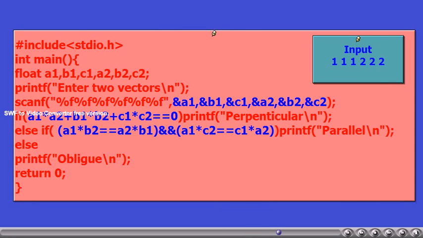Assume that the user has entered 1, 1, 1, 2, 2, 2 as the two vectors. The scalar product of them is not 0, that is, the vectors are not perpendicular. However, the second condition becomes true, thus we get that the vectors are parallel type.